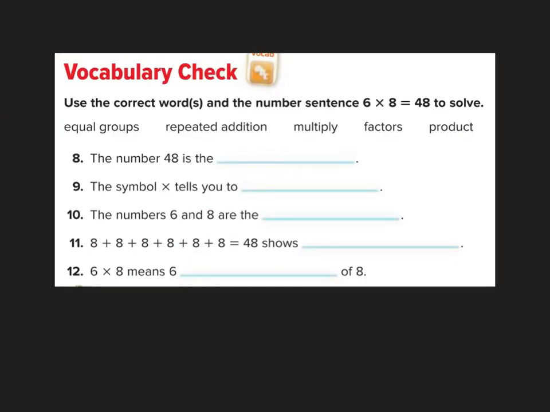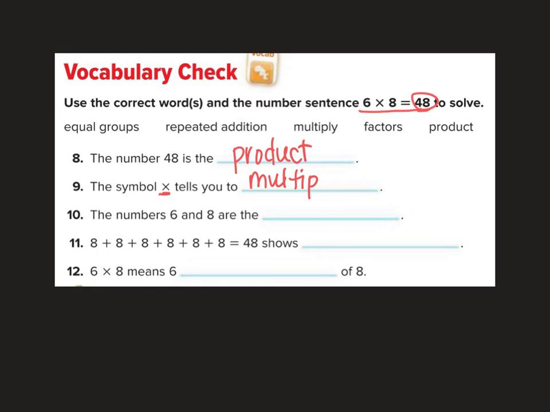I wanted to do a quick vocabulary check here. Use the correct words to finish the number sentence 6 times 8 equals 48. The number 48 is the product. The answer to a multiplication problem is called the product. The symbol X tells you to multiply.